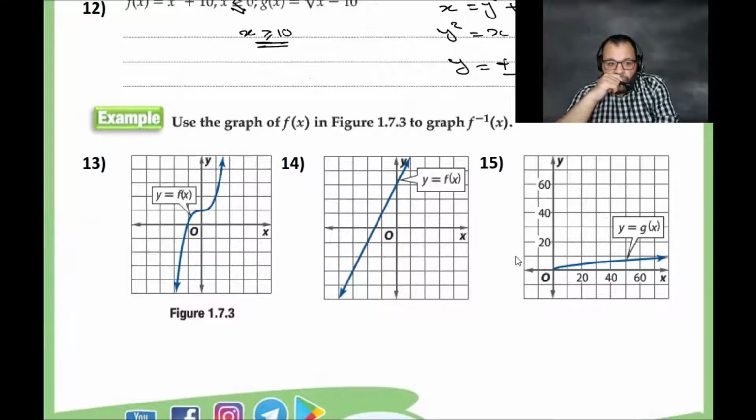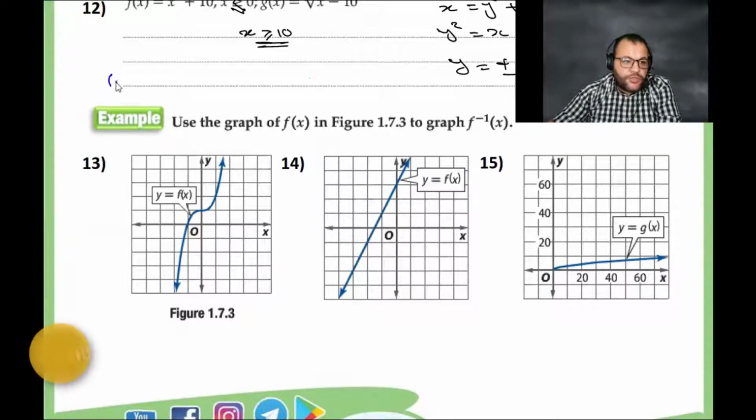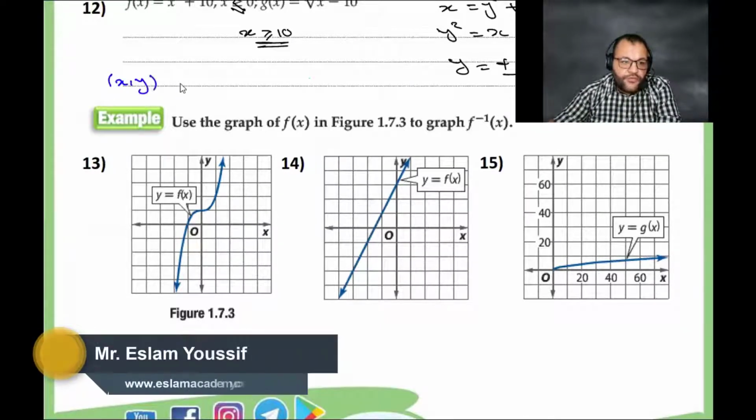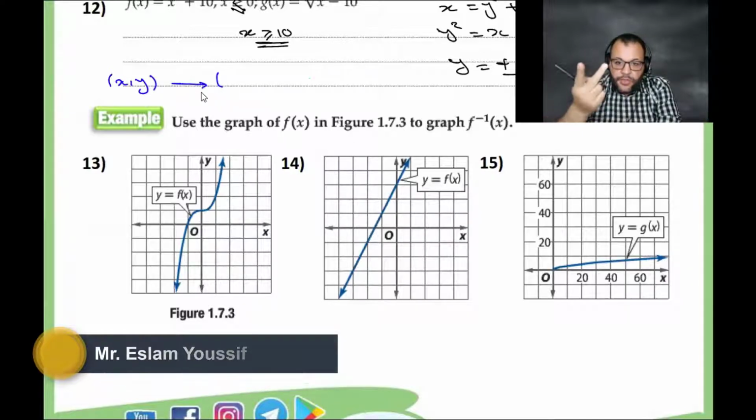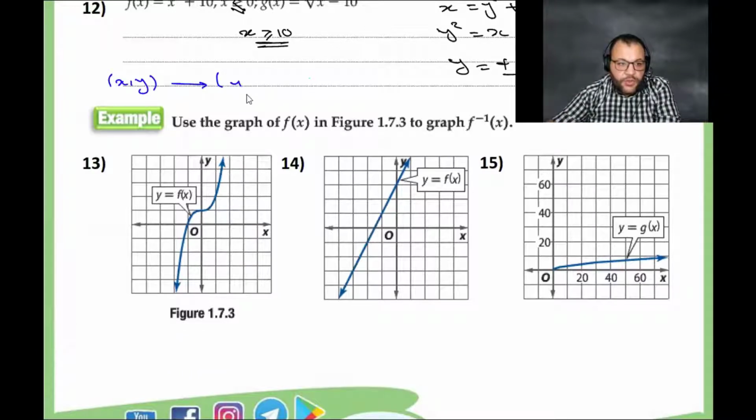Like the switching method? Like when we replace y with x and x with y? Yes, this one. So for any ordered pair x and y, if you need to find the inverse, you just swap, so it will be y and x. So to find the inverse of any function using the graph in an easy way, if I give you the ordered pair 3 and 5, what is the inverse? You just say 5 and 3. Is this right? 5 and 3.